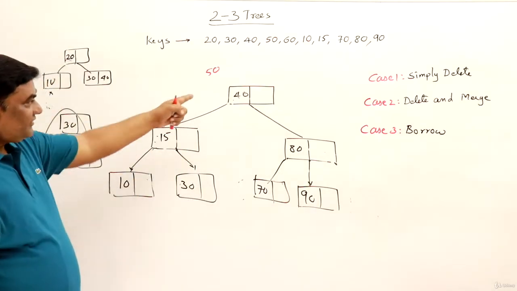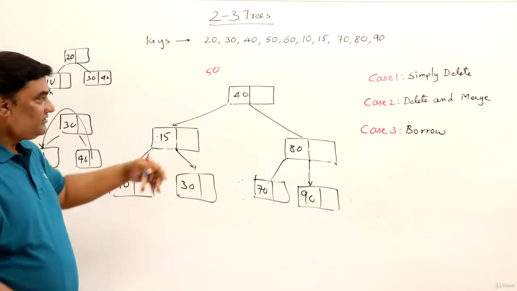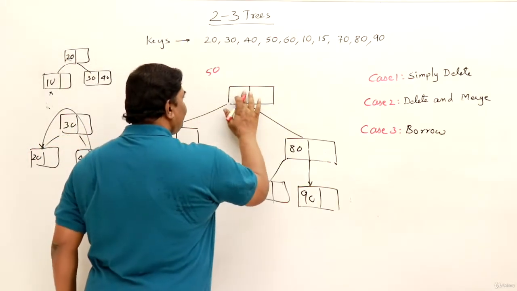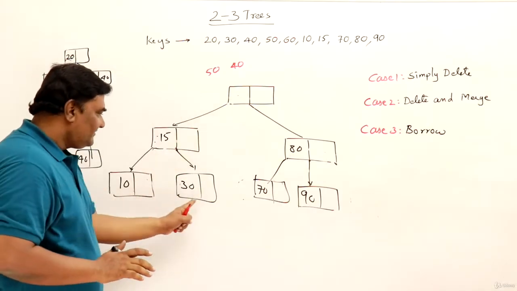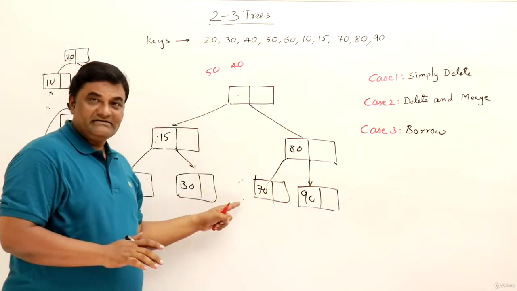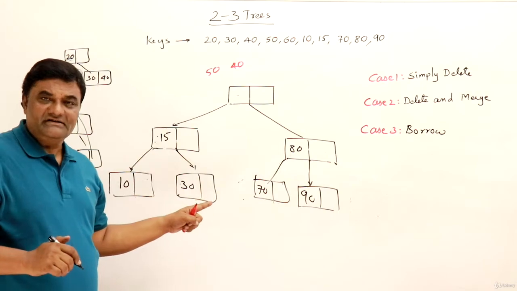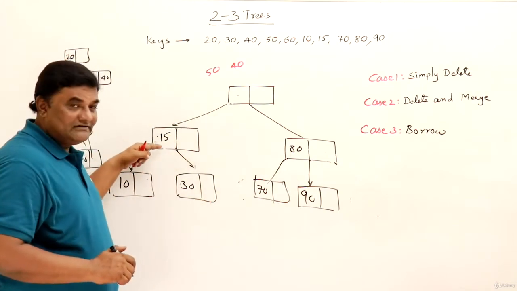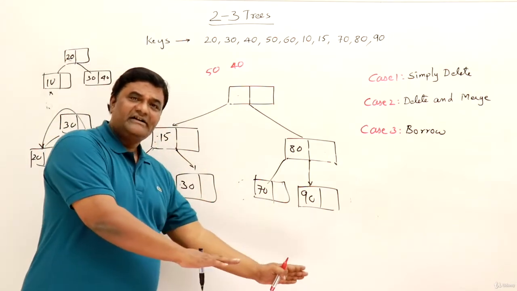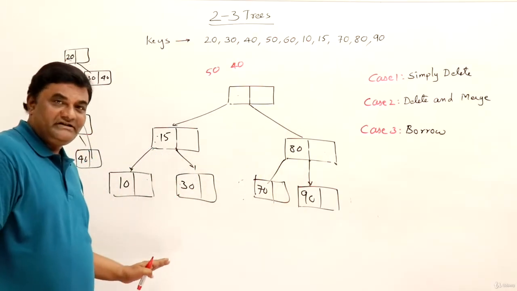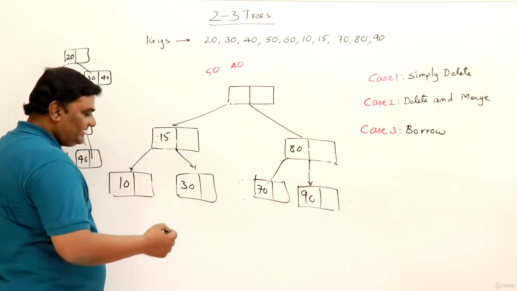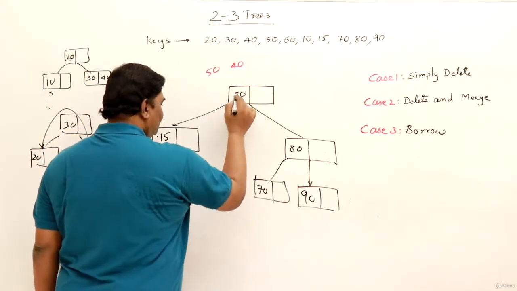Now let us delete one more. I want to delete 40 once again. Root. So delete 40. 40 is gone. Who will take its place? In-order predecessor, in-order successor. So what is that in-order predecessor? Means go to left, then the rightmost key. Or here go to right and the leftmost key. So here I will send 30 up. So 30 has gone up.